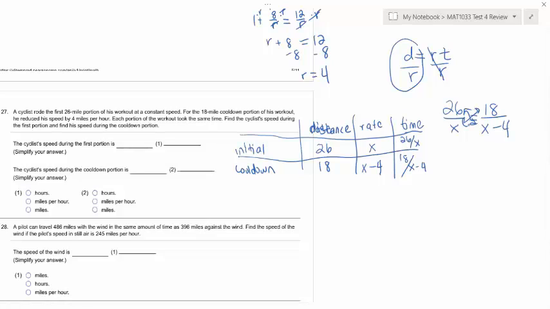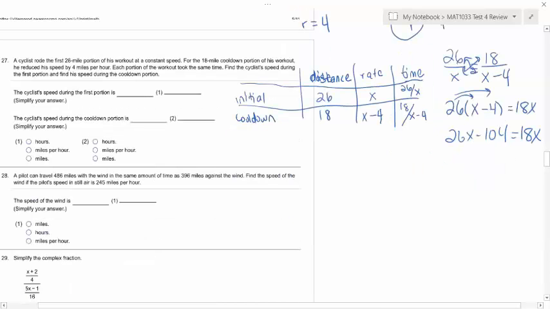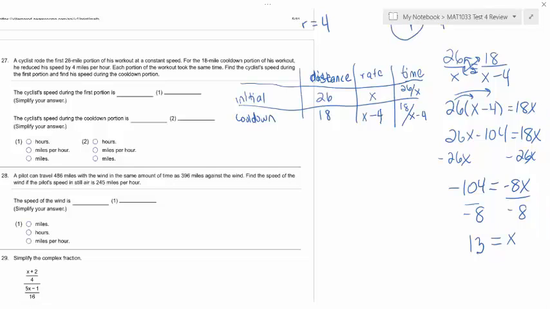All right, so we got 26x minus 104 equals 18x. I would subtract the 26x. So you have the negative 104 equals negative 8x. And then divide by negative 8. And that comes out to a positive 13. If you look back at your chart, what does x represent? The rate. The rate of which one? Of the initial.